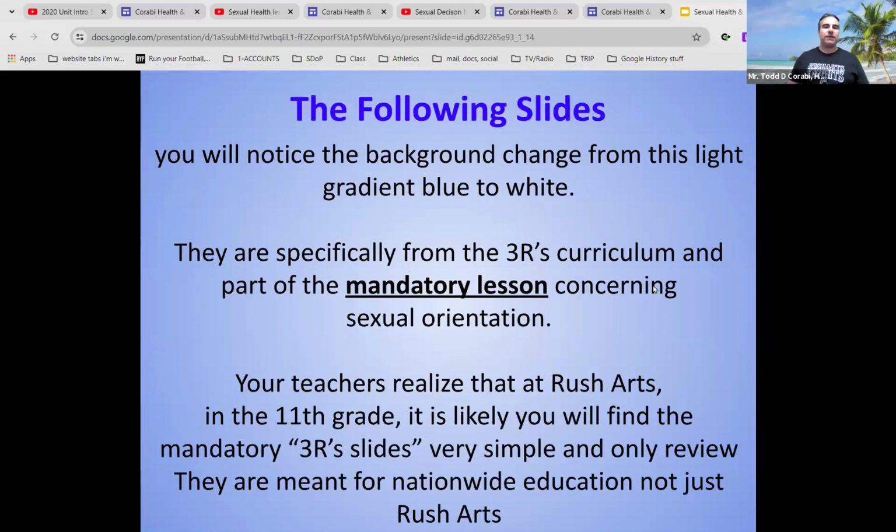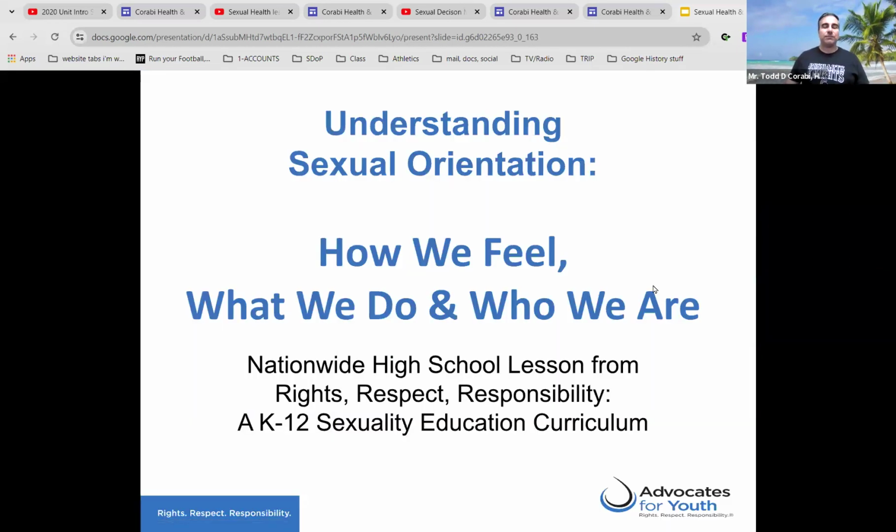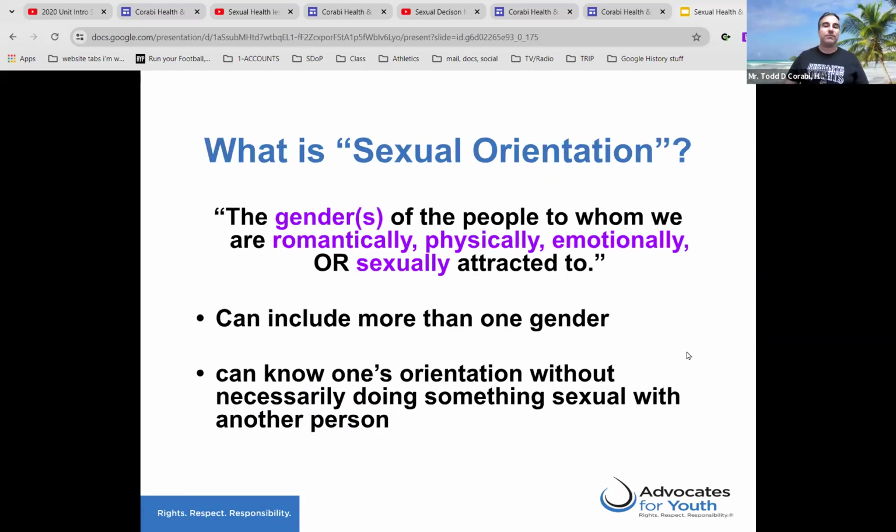That being said, the following pages are not my design. They are a PowerPoint created by Advocates for Youth from the Rights, Respect, Responsibility curriculum, as noted. A lot of this is sort of common sense, but because of our 11th grade students, I'm going to go through it anyway.